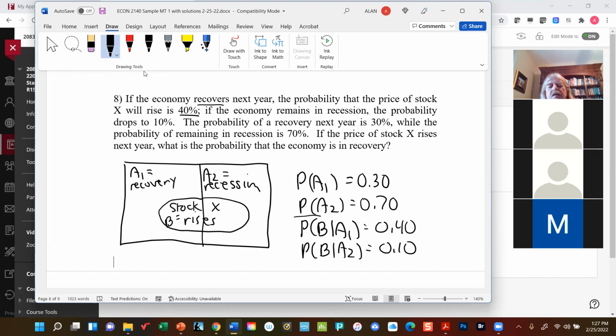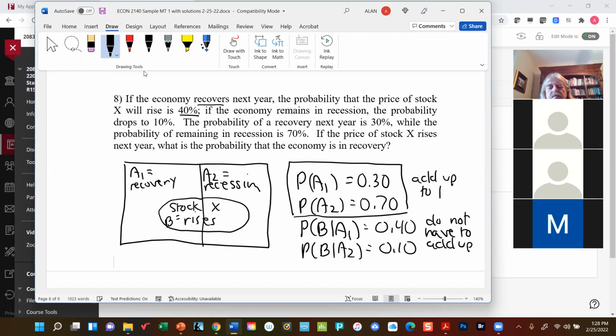Now, just as a double check, these have to add up to 1. These do not. They might, you don't have to. So if you got these backwards, this is one way you would know it, because these would not add up to 1. So that's how you can keep your eye out for that.